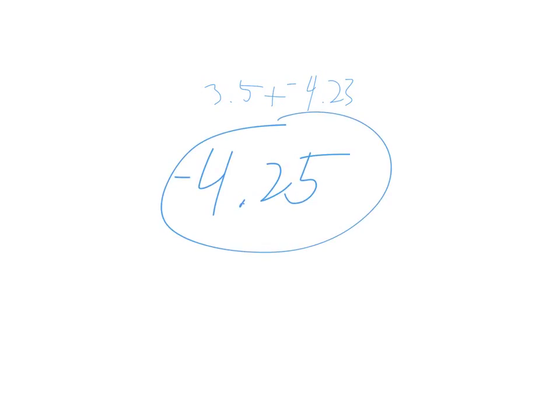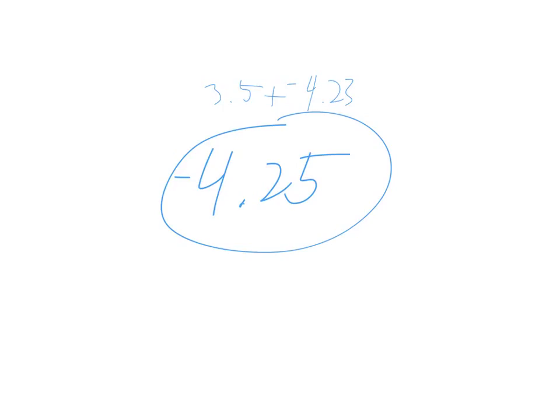Rather than me straight saying, okay, we're going to do 3.5 plus negative 4.25, let's set this up and set a target that we want to equal. So let's say we want our answer to equal negative 4.25. So how can we use one positive and one negative rational number to have a value of negative 4.25?